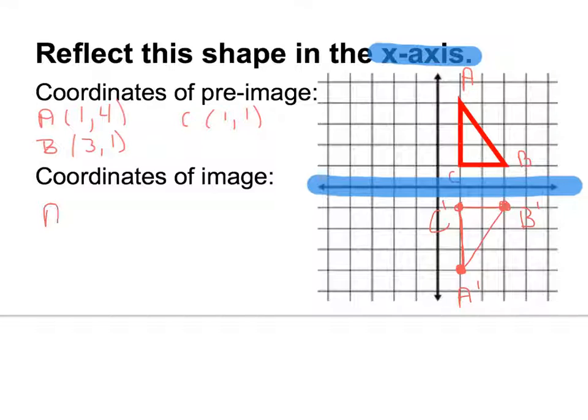So let's write down the coordinates of that image. Why don't you take a minute with your desk partner and pause this so you can get the coordinates of that image. Okay, now that you're back, the coordinates of your image should be A prime is 1, -4. B prime should be 3, -1. And C prime should be 1, -1.